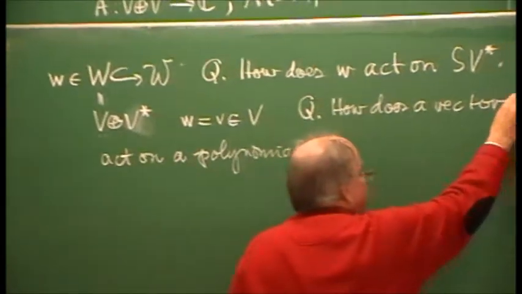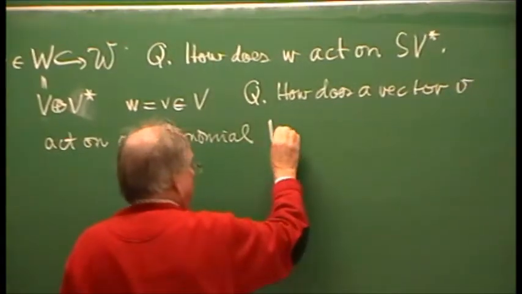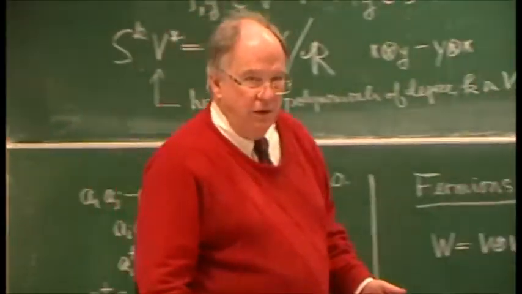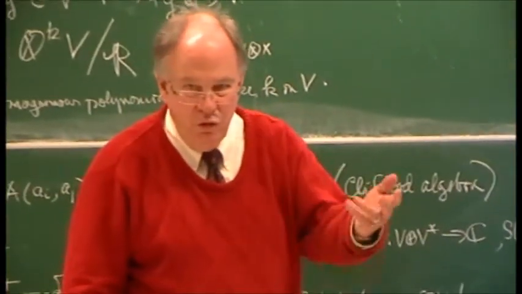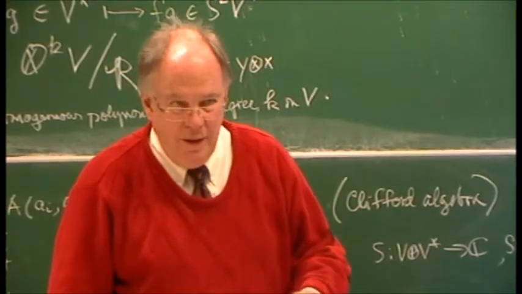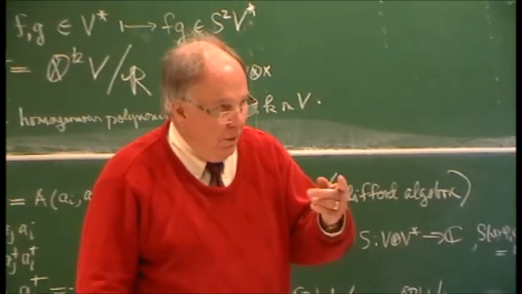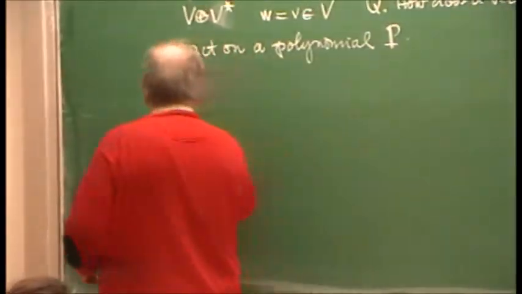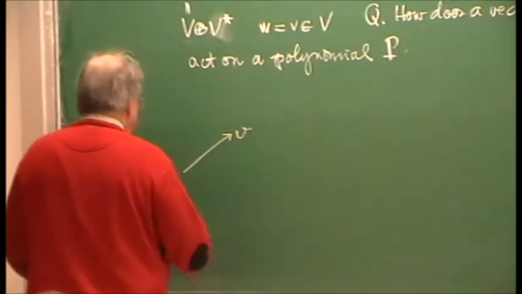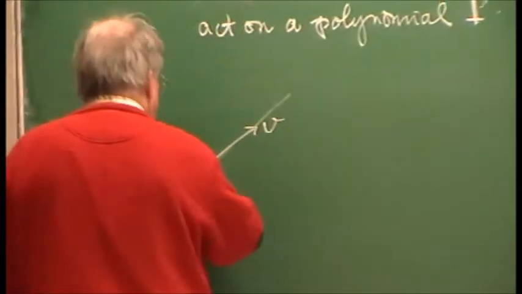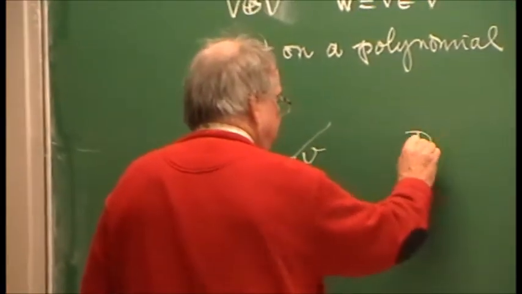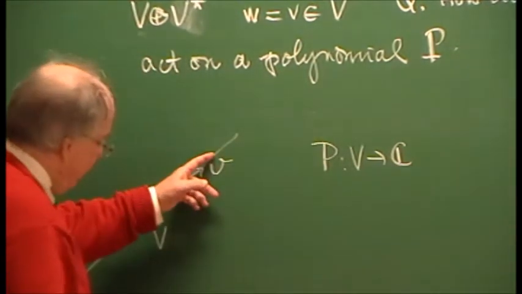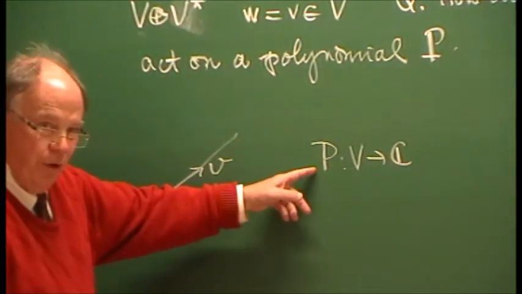So how does a vector V act on a polynomial? I don't care, P. This is good. Now, if you were studying multivariate calculus, you know, calculus in 2 variables or 10 variables or something, and you look at a polynomial, let me be motivating about this. So you have some vector V in space, and this line in space is V, and you have some polynomial function on V into the complex numbers. You have this vector V, and you want to know how should it act on a polynomial function.